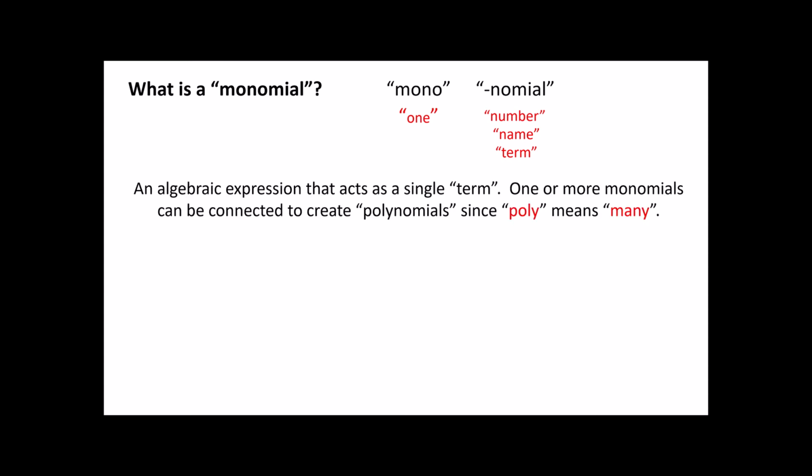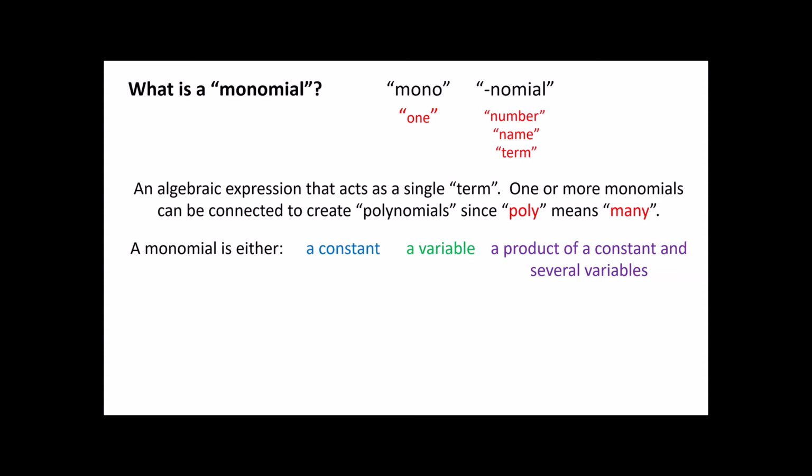It can mean a number, a name, or a term. So when we talk about monomials in an Algebra 1 class, what we're talking about is an algebraic expression that acts as a single term, and that's going to come up quite a bit over the next several days, a single term. We can actually take monomials and connect them together to create polynomials, and of course the prefix poly means many numbers or many terms. A monomial can be one of three things. It can be a constant, it can be a variable, or it can be a product of constants and several variables. Now I know that is not necessarily terribly helpful for some of us, so let me give you some examples of what that might be.